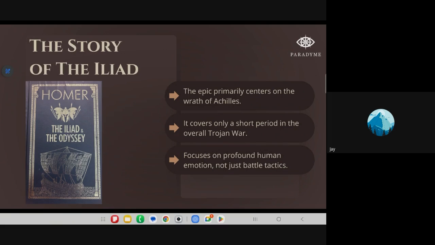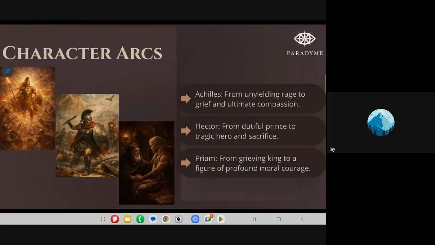The epic primarily centers on the wrath of Achilles. It covers only a short period in the overall Trojan War. It focuses on profound human emotion, not just battle tactics. Character arcs. Achilles from unyielding rage to grief and ultimate compassion. Hector from dutiful prince to tragic hero and sacrifice. Priam from grieving king to a figure of profound moral courage.